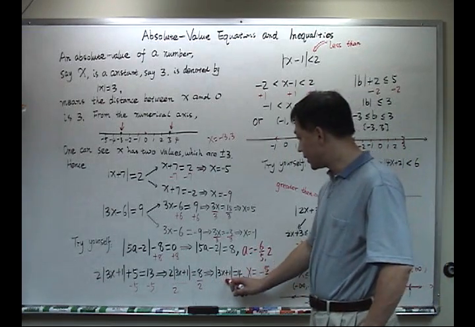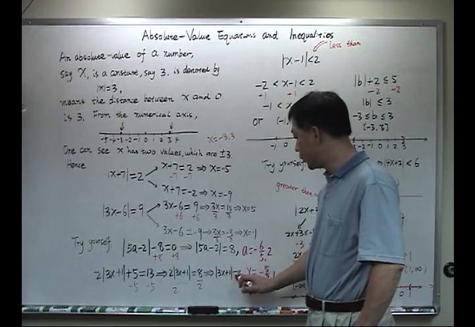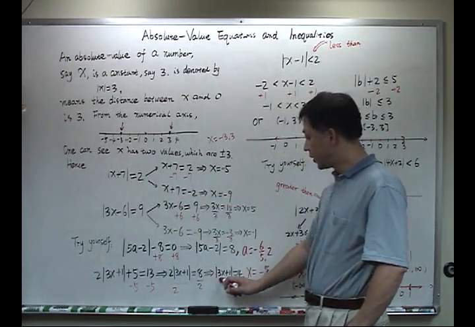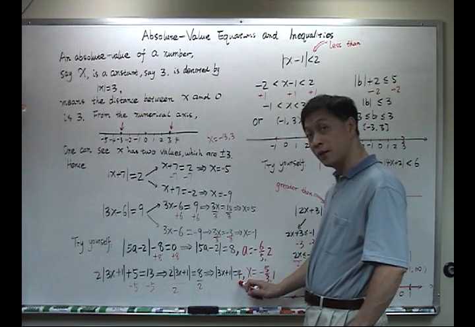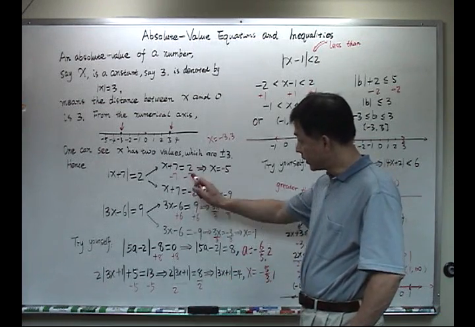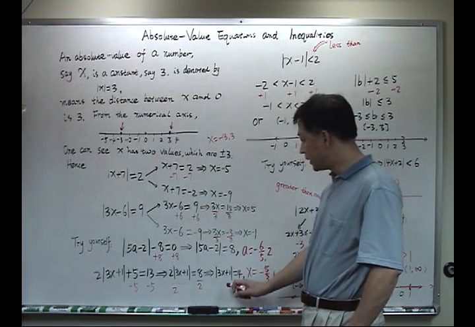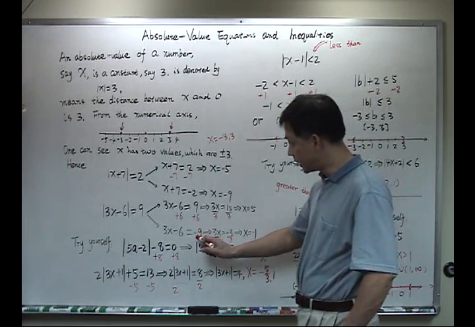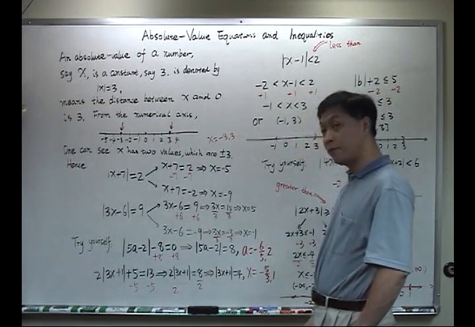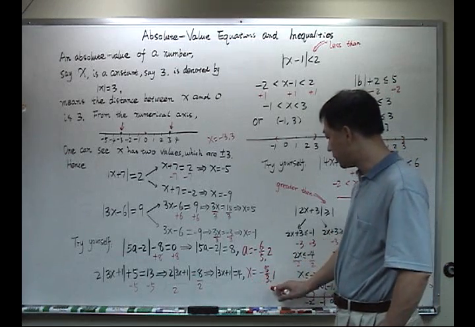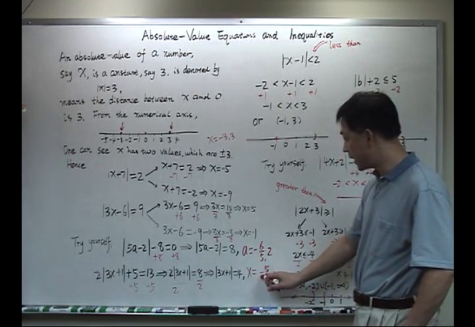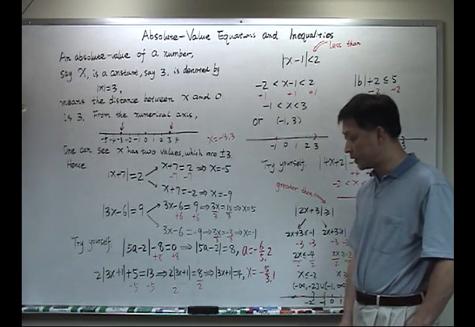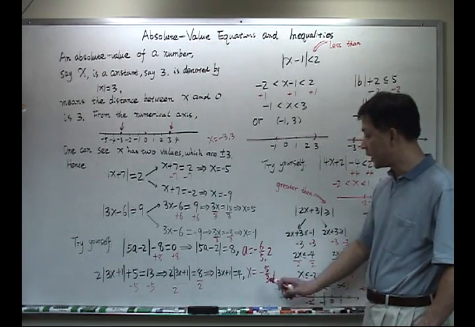And then from the absolute value of 3x plus 1 equals 4, you have two cases. One is 3x plus 1 equals 4, positive. Another is 3x plus 1 equals negative 4, negative. Then you go from there, and you have two solutions. One is x equals negative 5 thirds. Another is x equals positive 1. So there are two solutions.